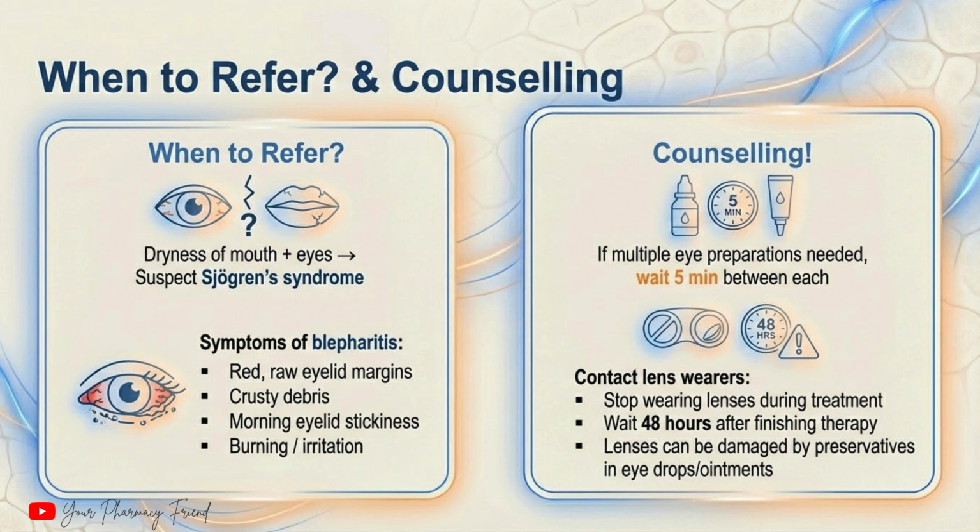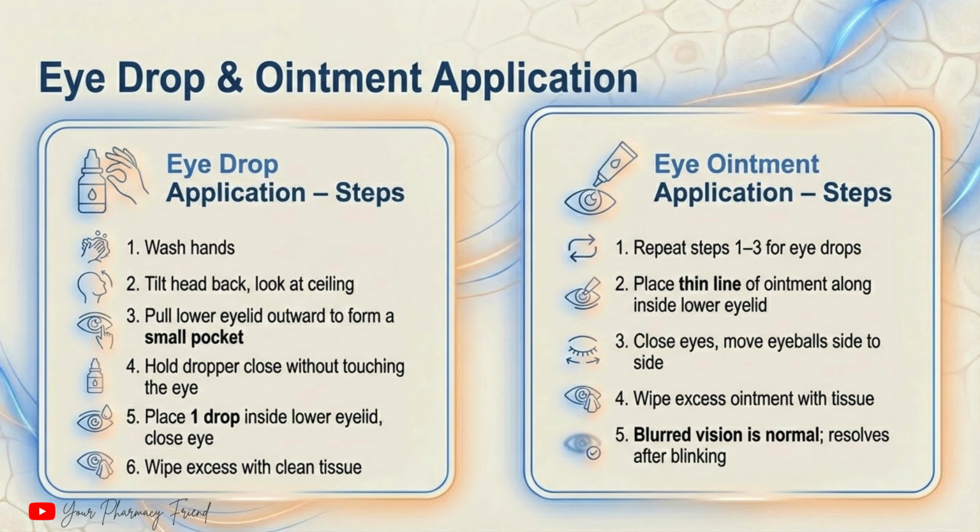In summary, dry eye is commonly managed in the pharmacy setting, but recognition of red flags and correct patient counseling are critical responsibilities of the pharmacist. Proper counseling on eye drop administration is essential in pharmacy practice. First, the patient must wash their hands. Second, tilt the head backward and look upward. Third, gently pull down the lower eyelid to form a small pocket. The dropper should be held close to the eye without touching it to avoid contamination.